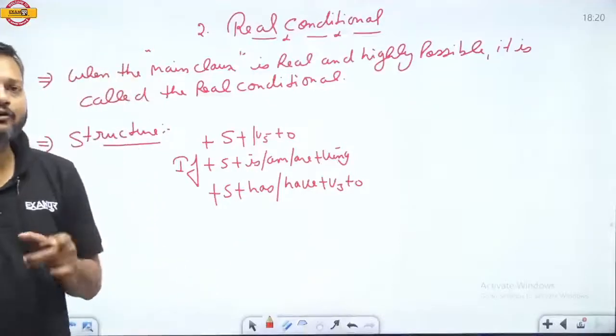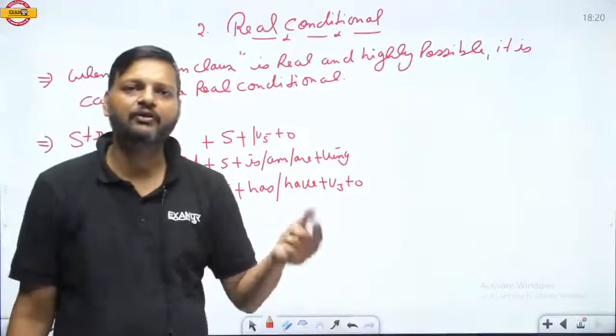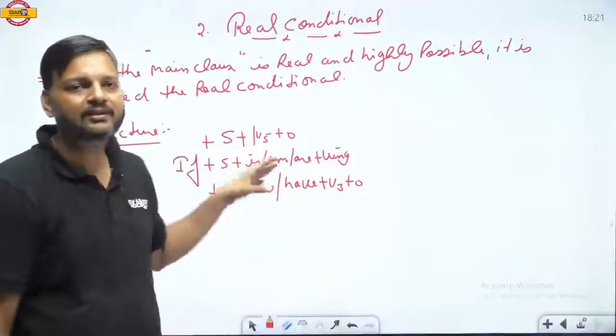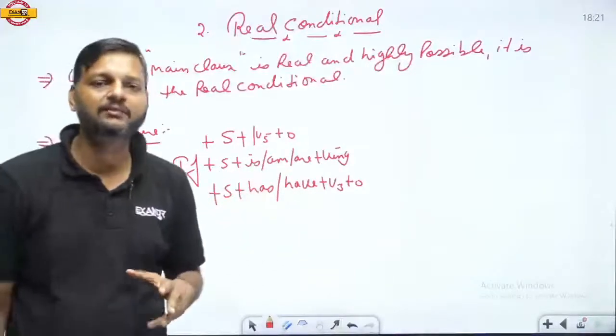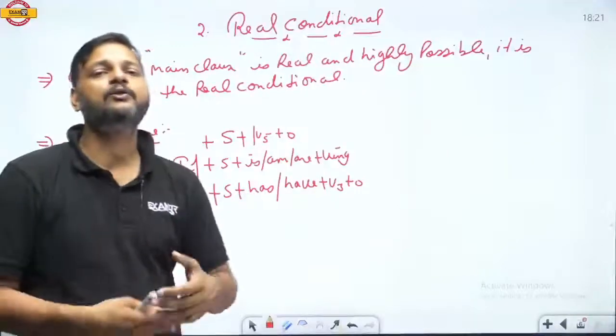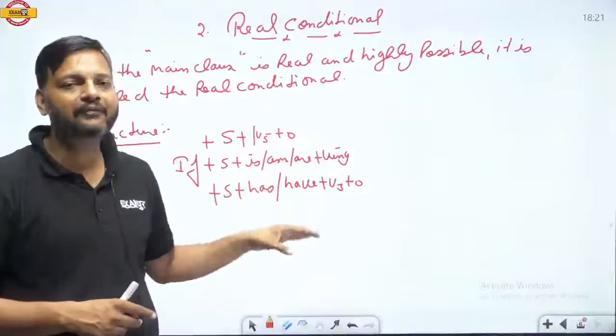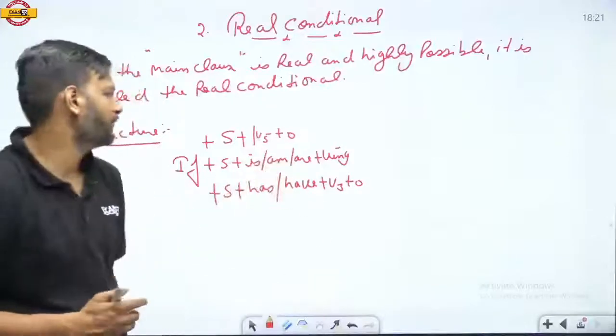Means you cannot write continuous in place of indefinite, or indefinite in place of perfect, or perfect in place of continuous. These three tenses cannot be used interchangeably. According to the meaning, according to the condition, you have to choose whether to use indefinite or continuous or perfect.